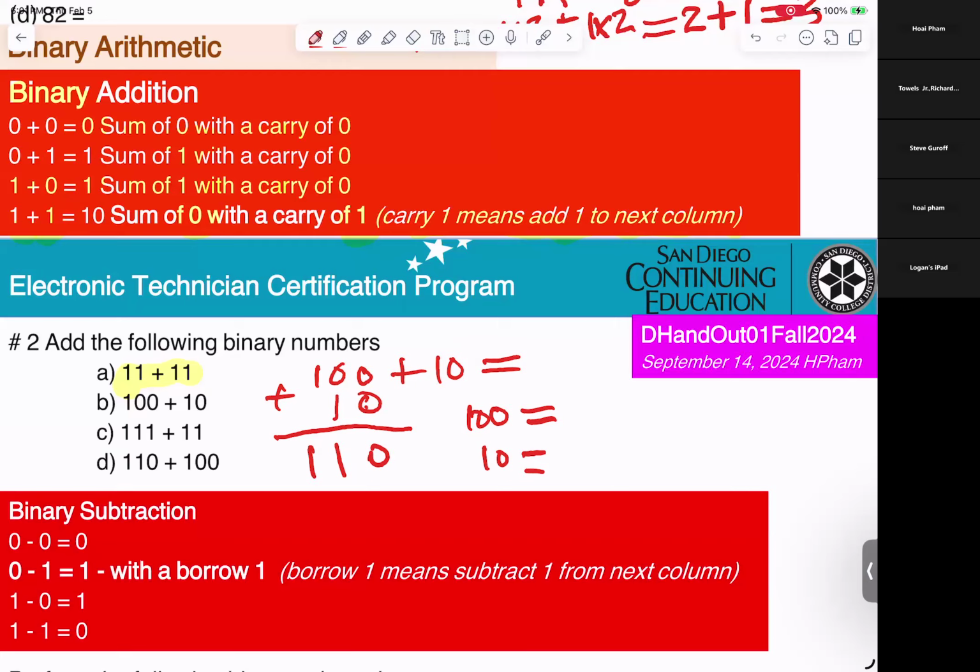Okay. If you want the decimal, you have to use 2 power of 2, equal 4. So that will be number 4. 10 means 2 power of 1 will be number 2. And the answer will be number 6. Okay. 110 means number 6.